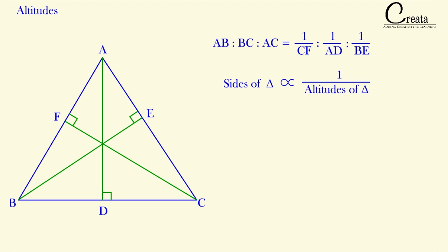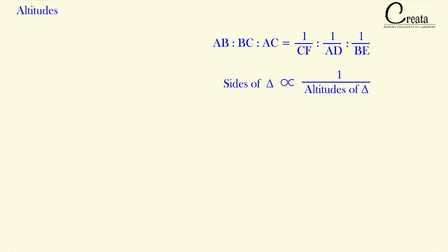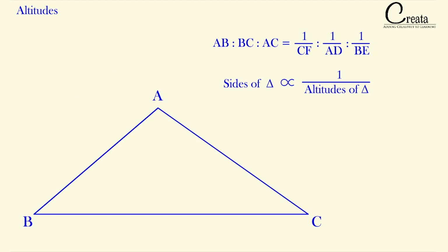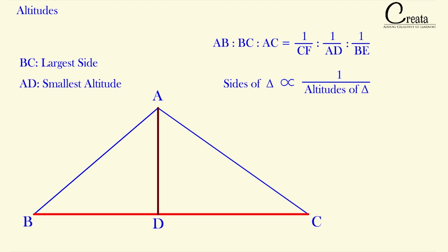It shows that the larger the side, the smaller will be the altitude it is carrying. For example, if we take this triangle ABC, here BC is the largest of all the 3 sides. For this case, the altitude which is attached to this side will be the smallest. Here the altitude AD which is attached to BC is the smallest. The larger the side, the smaller will be the altitude, and the larger the altitude, the smaller will be the side. Both are inversely proportional to each other.